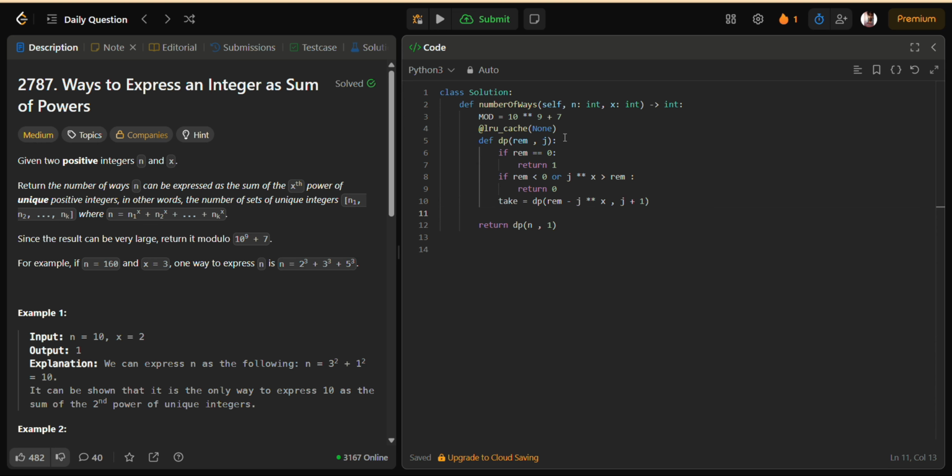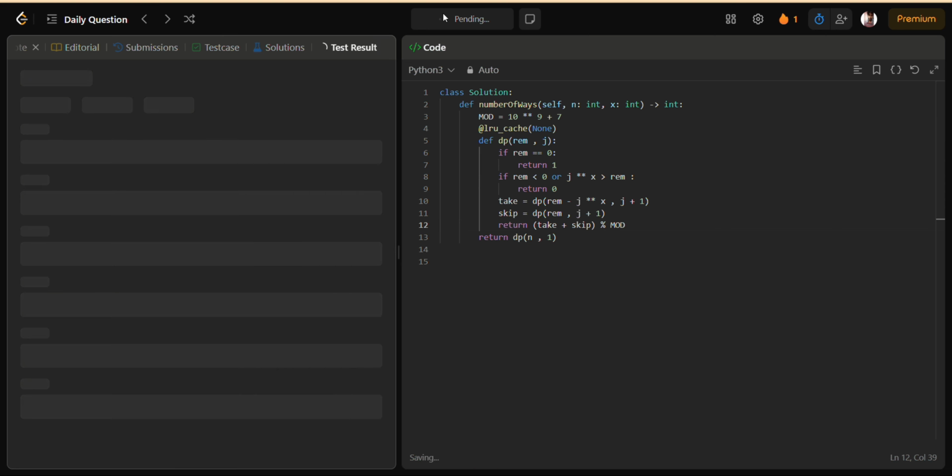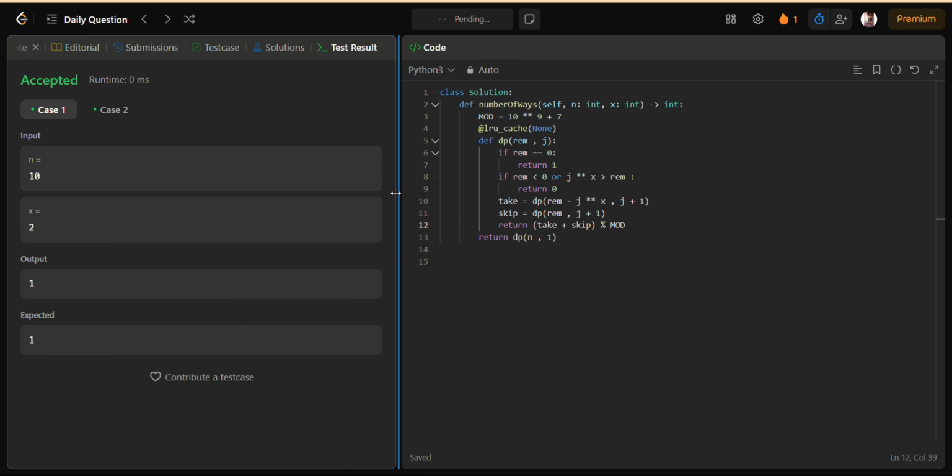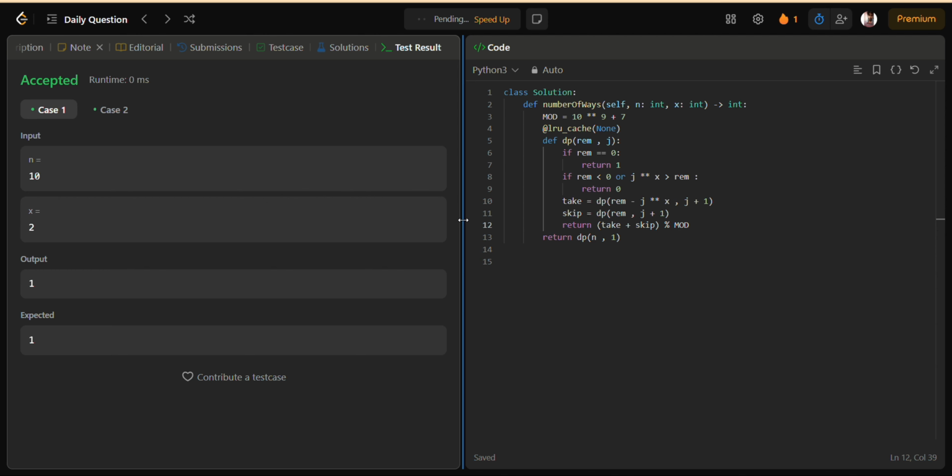The moment you realize it's about combinations and not permutations, the solution space becomes much smaller and easier to handle. Powers grow quickly, so as x increases, the search depth reduces dramatically. Memoization is the game changer here. Without it, the recursion would explode in complexity and would not run for larger values of n. Thinking of the problem as a decision tree, include or skip, is a powerful approach that works for many subset and combination problems. And that wraps up today's problem.